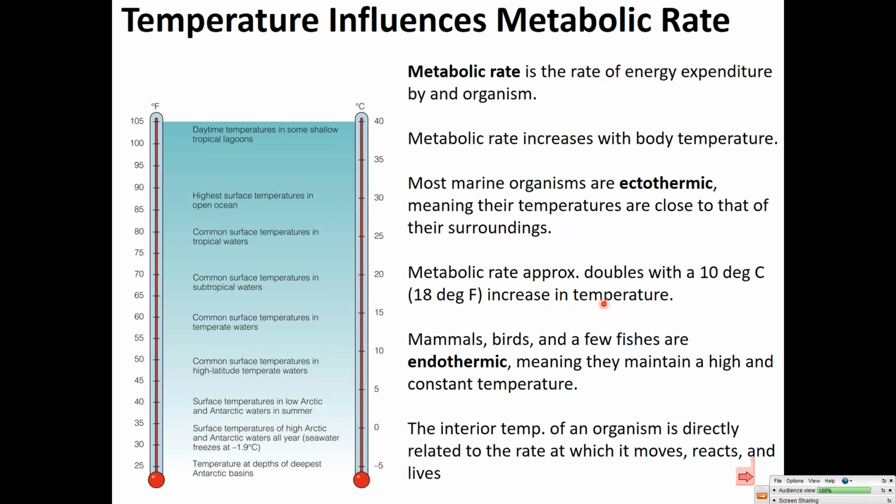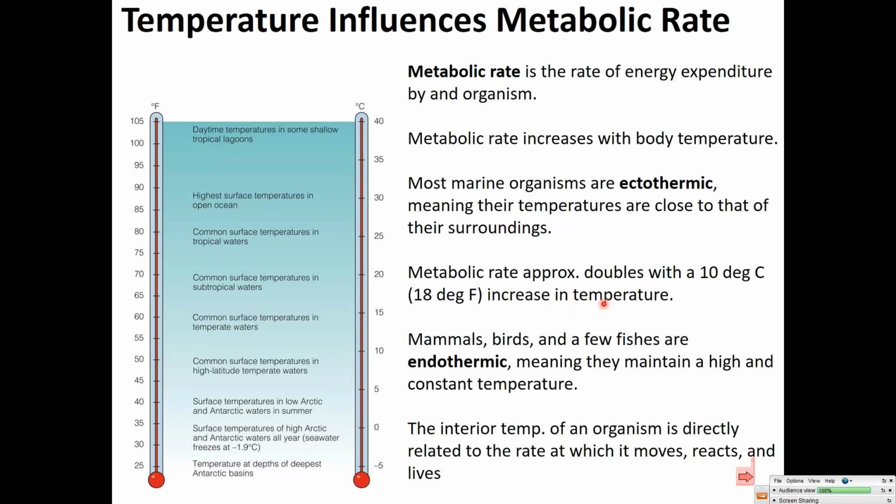The disadvantage is it costs more energy to make your own heat, right? So mammals and birds have to eat more food so that they can produce that heat. But they have their own furnace, so they can metabolize their food all the time. They're not subject to their external temperature, they're not at the mercy of their external temperature when it comes to metabolizing their food.